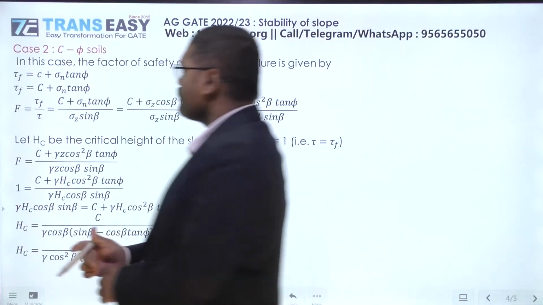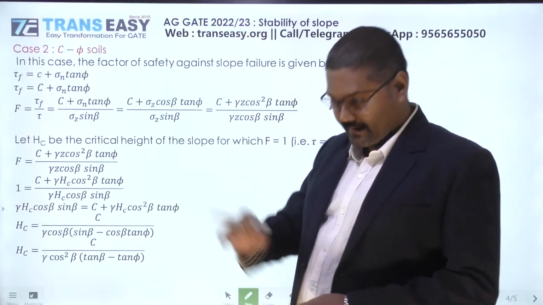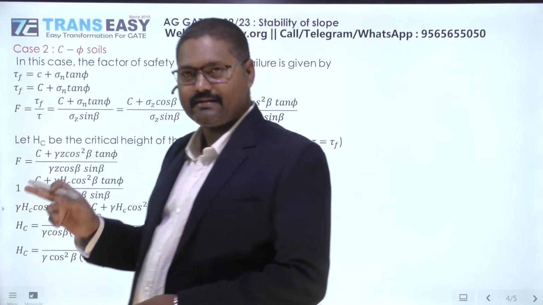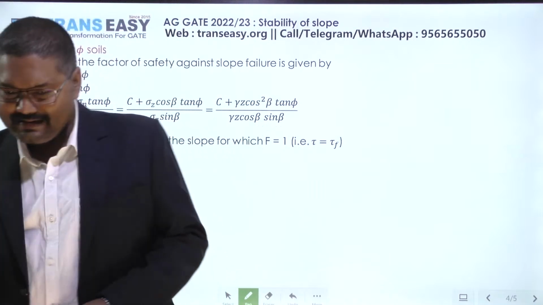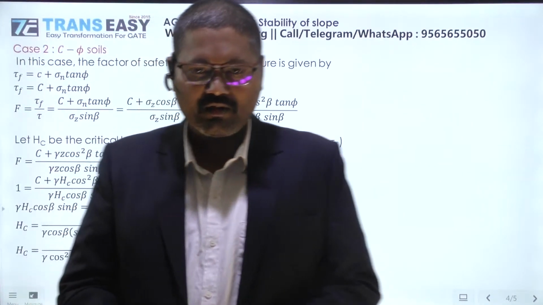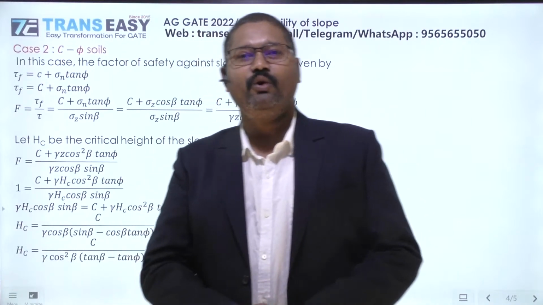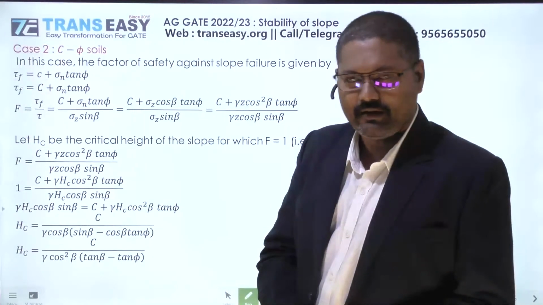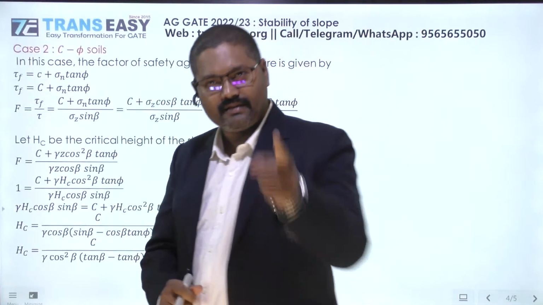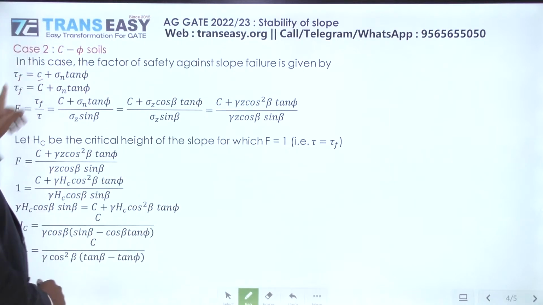Case 2, for c-phi soils. Here the soil is not cohesionless, so cohesive strength is also participating in the shear strength of the soil. Cohesive strength plays a role, and it gets added to the shear strength. Shear strength of the soil is C plus sigma n tan phi.